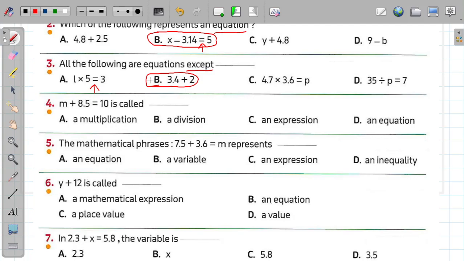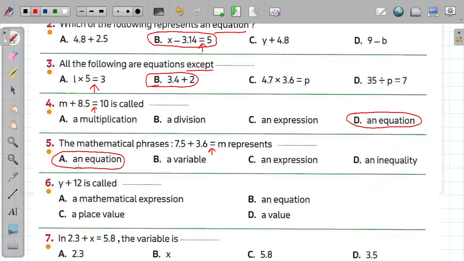Number 4, I have m plus 8.5 equals 10. I have here an equal sign, so I can say it is an equation. So I will choose directly an equation. Next, the mathematical process 7.5 plus 3.6 equals m represents what? I have an equal sign, so it is an equation. So I will choose directly an equation.